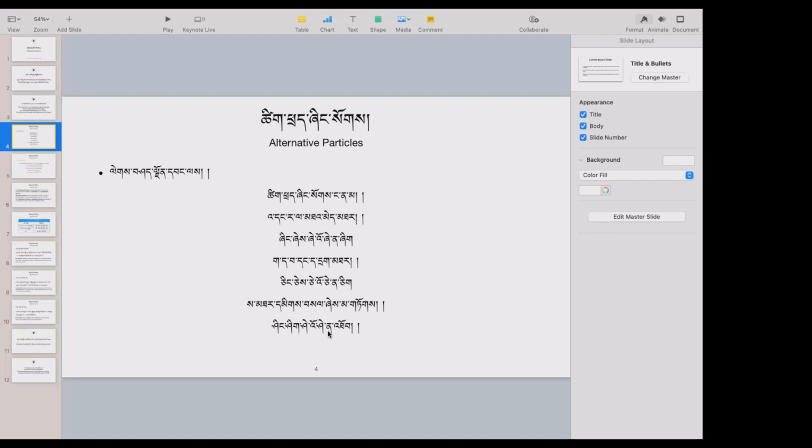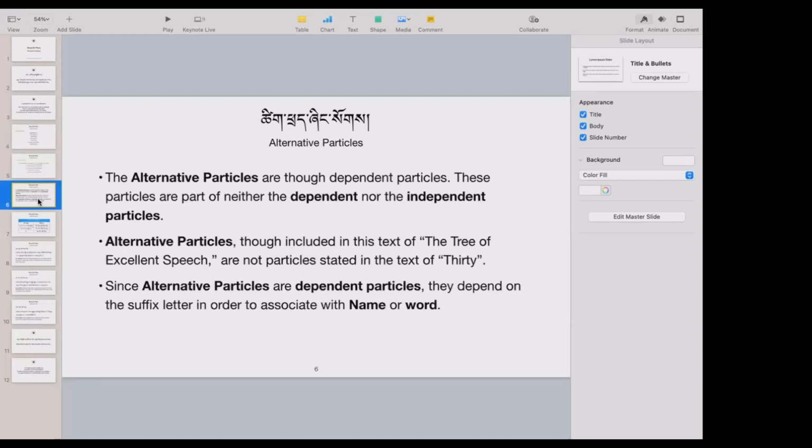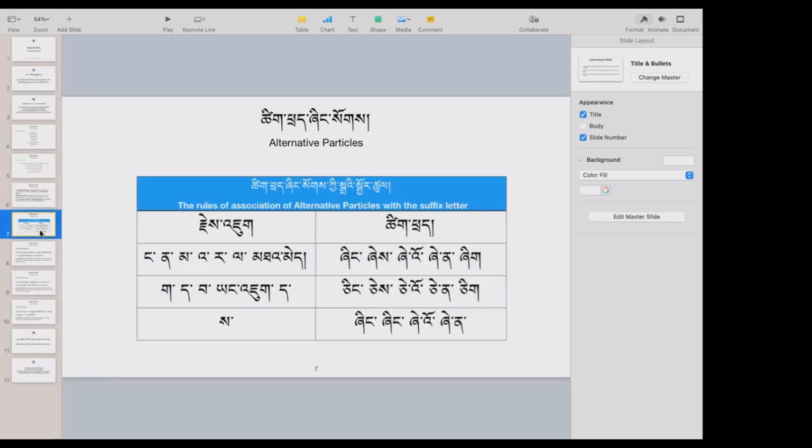It will only clarify which of these particles are alternative to the particles that we have already studied. So therefore, this we will discuss in the next class. So this is the general introduction to the alternative particles.